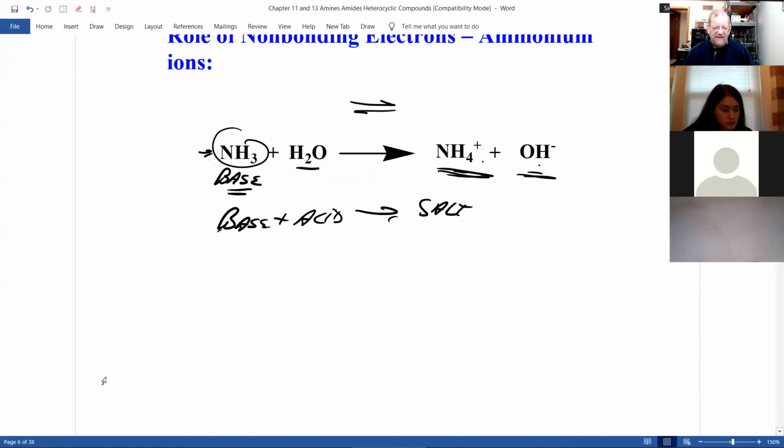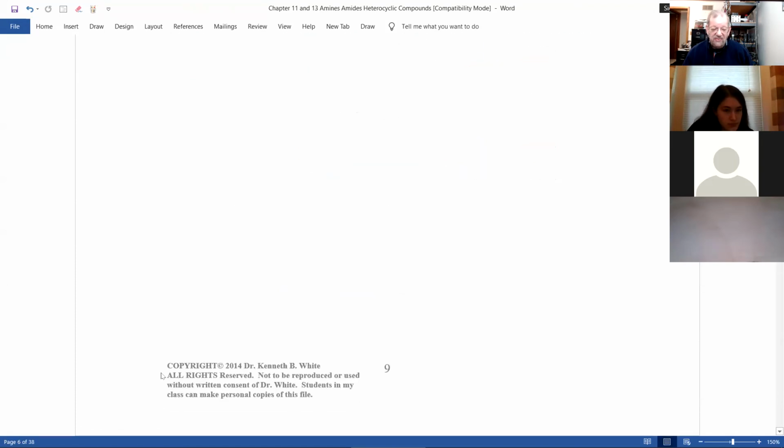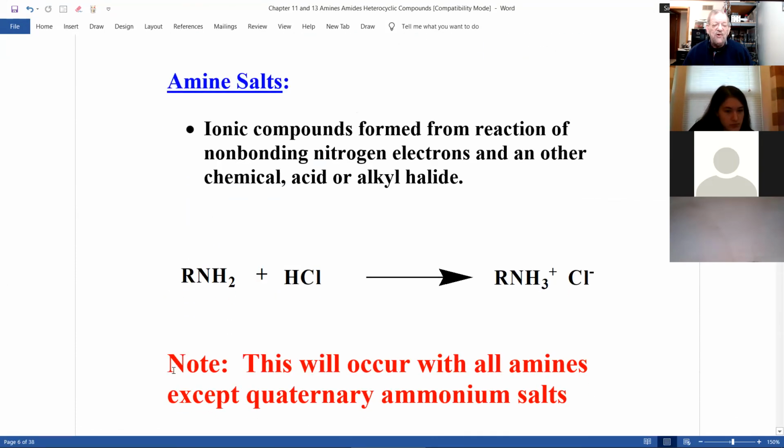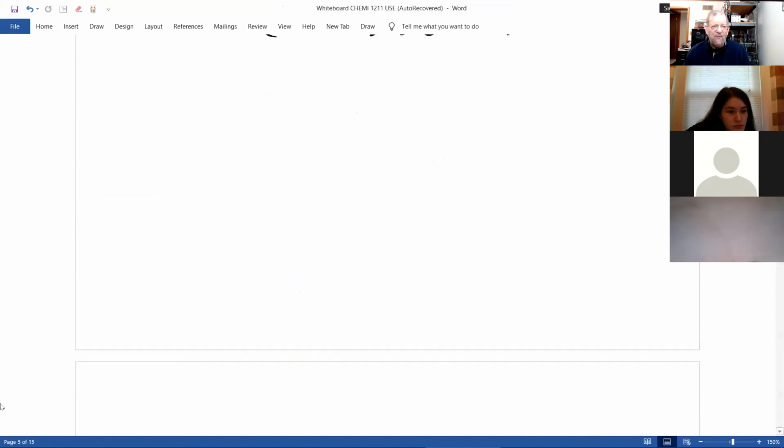So let's look at what about amines? Well, you can form an amine salt. Now I'm going to rewrite this equation. Don't write this down yet. These are bases just like ammonia, and if you react them with HCl, you'll form what is called an amine salt. Don't write this down because I forgot to change this, bad Dr. White. All right, write this one down.